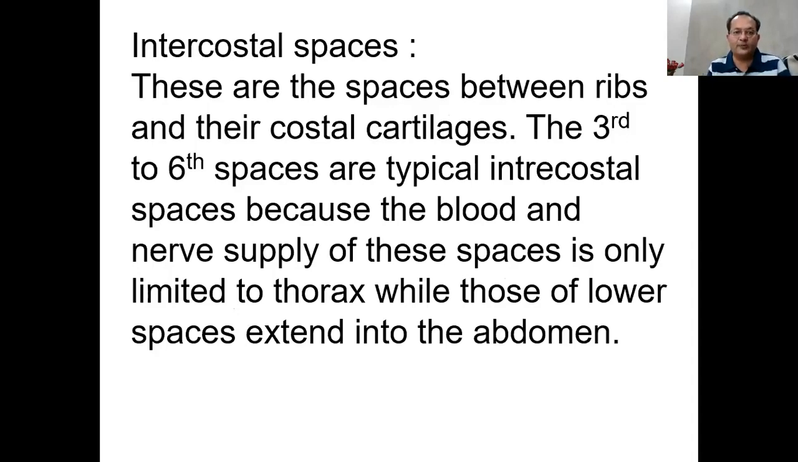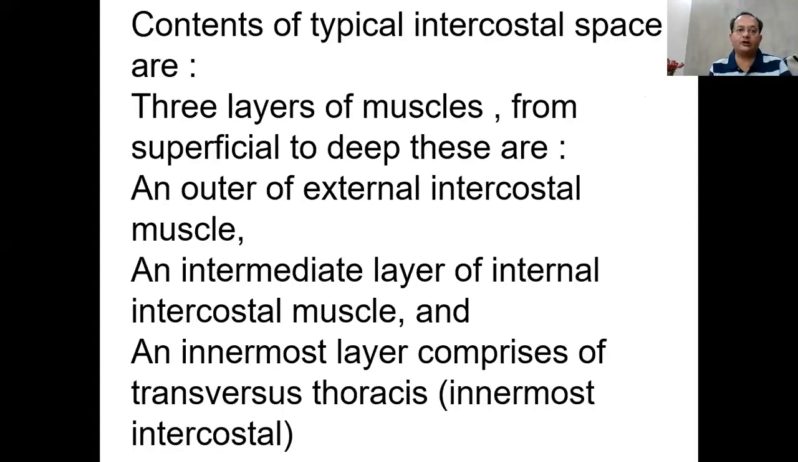The 3rd to 6th spaces are typical intercostal spaces because the blood and nerve supply of these spaces is limited to the thorax, while those of the lower spaces extend into the abdomen, sorry. Contents of typical intercostal spaces: three layers of muscle from superficial to deep. These are an outer external intercostal muscle, an intermediate layer internal intercostal muscle, and an innermost layer comprising the transversus thoracis muscle, also known as the innermost intercostal muscle.